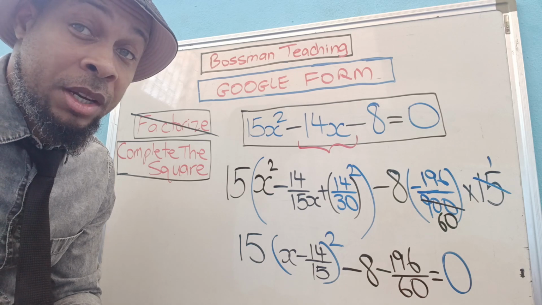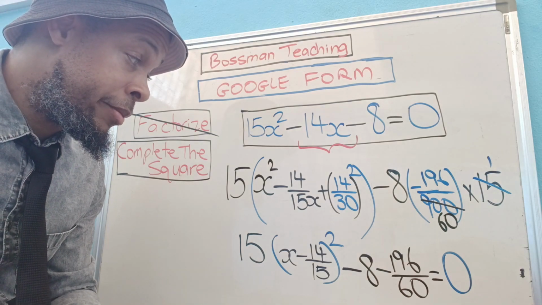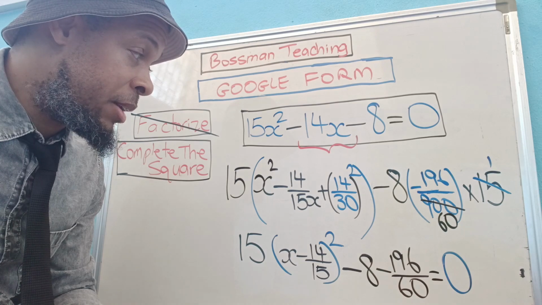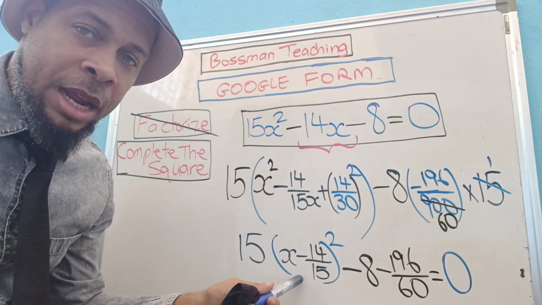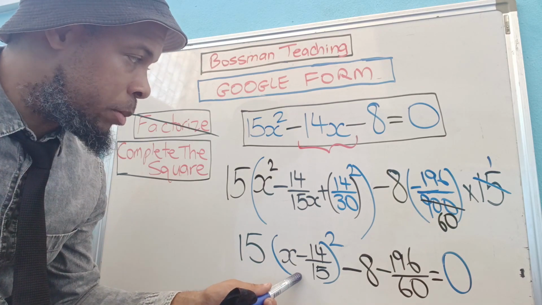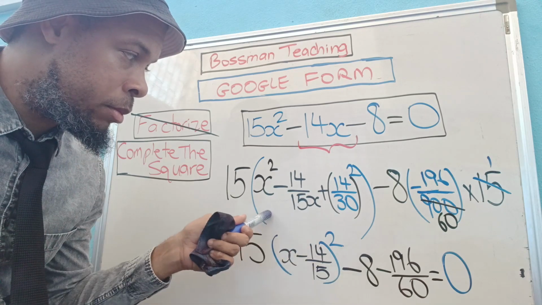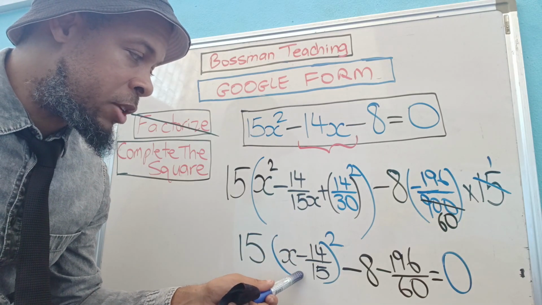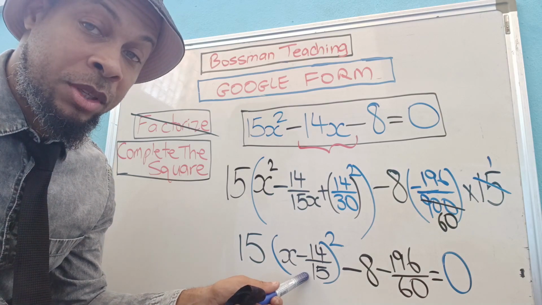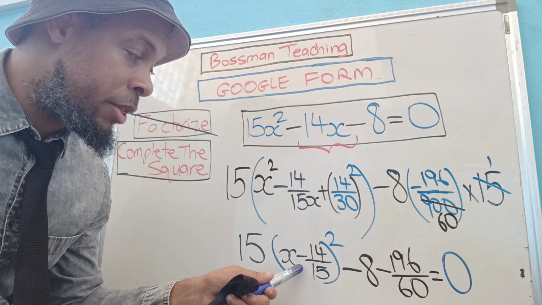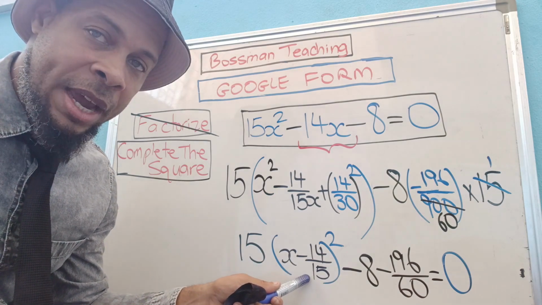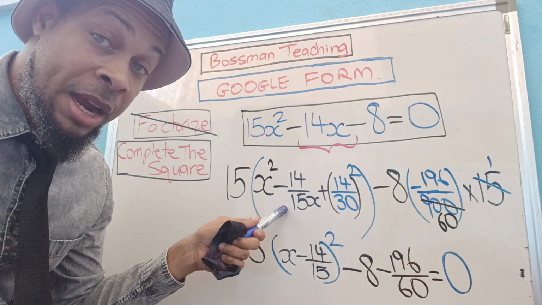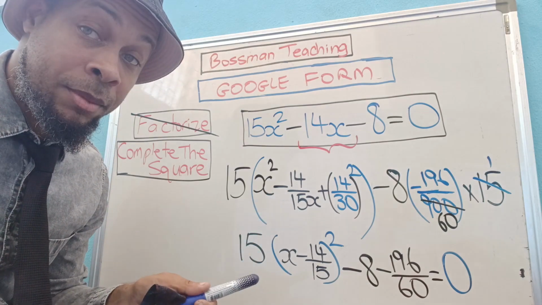Alright, let me know if I'm missing anything. I think this is about right. Now, you can actually expand this if you want to prove that it actually gives you this. Because if you multiply x minus 14 over 15 by x minus 14 over 15, you're going to end up with minus 28 over 30x. And if you reduce that, you'll get minus 14 over 15x. So just to let you know about that.